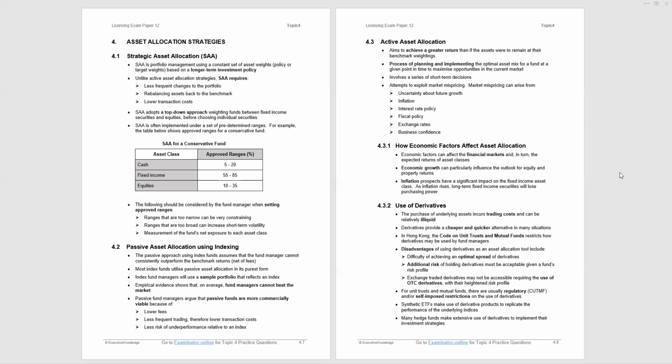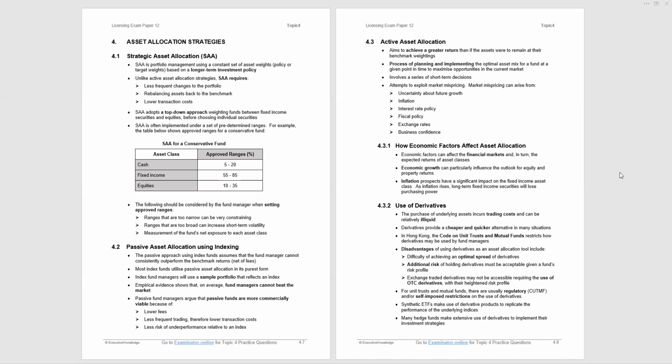Exchange-traded derivatives may not be accessible, requiring the use of over-the-counter derivatives, and that increases your risk. Now, for unit trusts and mutual funds, usually regulatory and or self-imposed restrictions on the use of derivatives, and the regulatory ones, as we've looked at, Code on Unit Trusts and Mutual Funds. So be aware of that, easily examined.